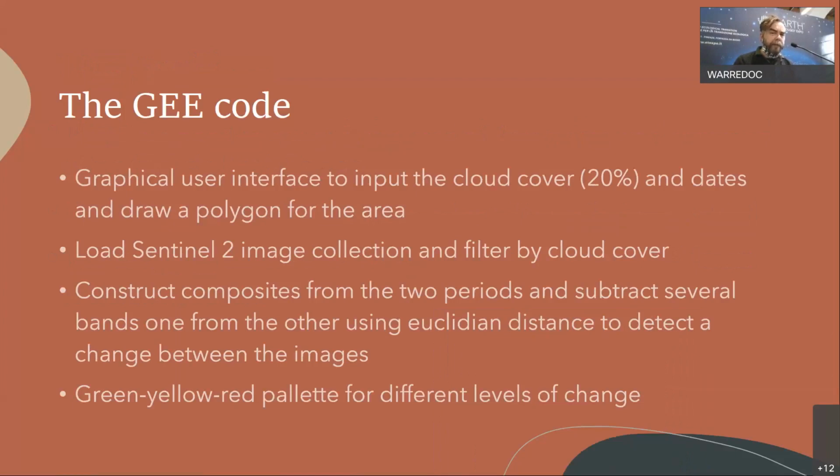So the code we used was basically the graphical user interface that was shown in the tutorial in the morning. We changed the input cloud cover to 20% and changed the dates and drew a polygon over the area. And this loaded the Sentinel-2 image data, filtered it by cloud cover, constructed composites of the two periods, subtracted several bands, one from the other, and that showed how the images had changed between the two periods. And it used that green, yellow, red palette for the levels of change.